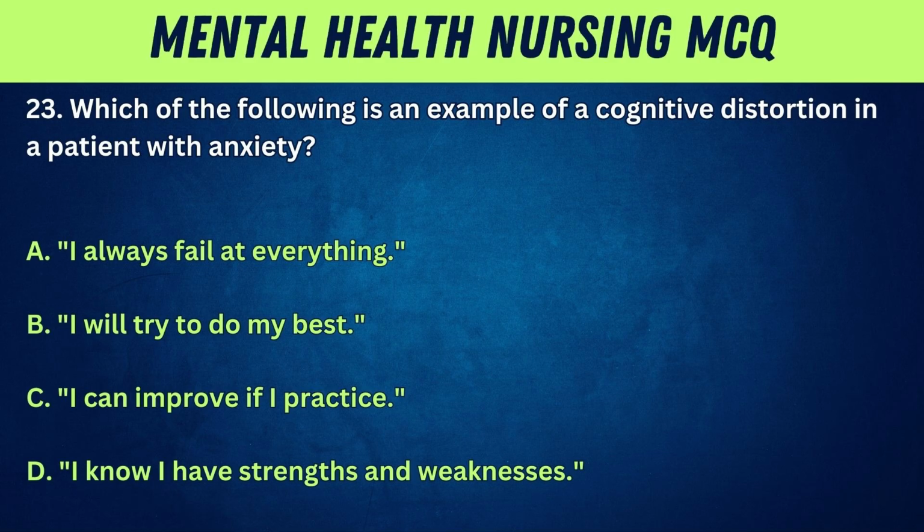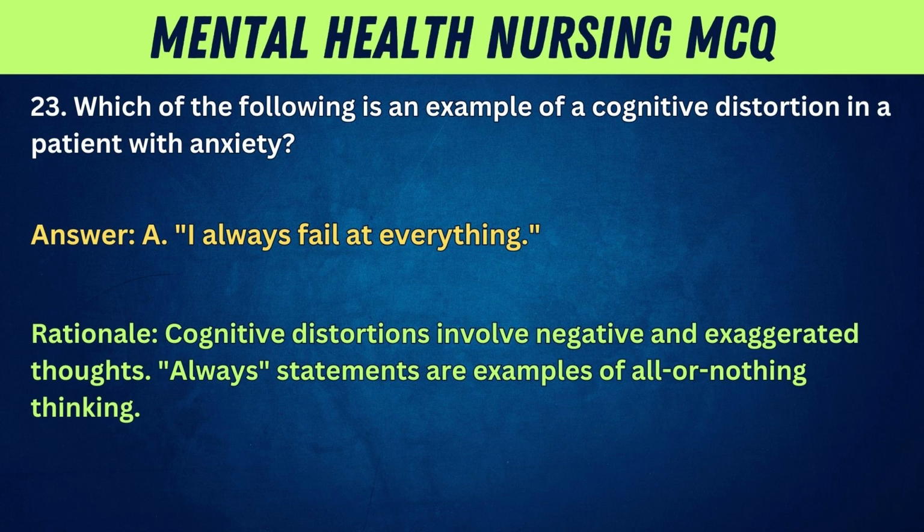23. Which of the following is an example of a cognitive distortion in a patient with anxiety? A. I always fail at everything. B. I will try to do my best. C. I can improve if I practice. D. I know I have strengths and weaknesses. Answer: A. I always fail at everything. Rationale: cognitive distortions involve negative and exaggerated thoughts. Always statements are examples of all-or-nothing thinking.